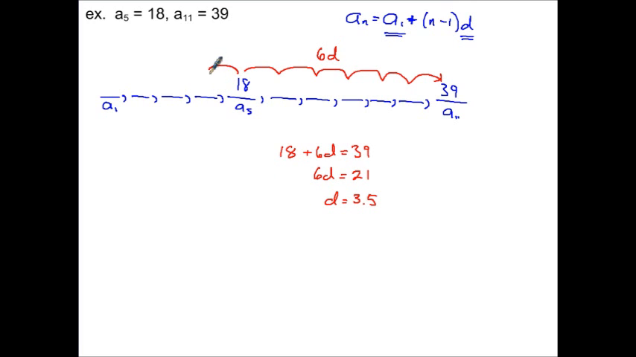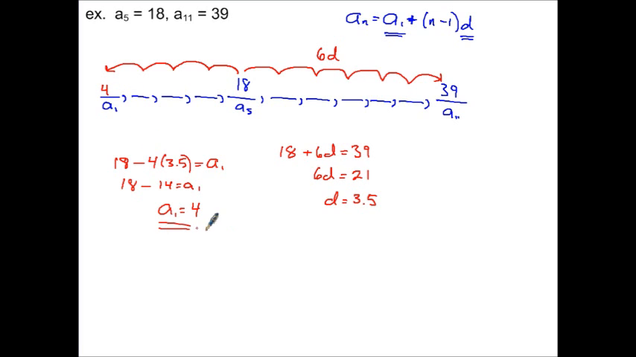Take 1, 2, 3, 4 steps down back to a sub 1. So I have to take the 18, and now I have to subtract, because I'm going the opposite direction, 4 of the d's, which again is 3.5, and that'll take me to a sub 1. Sorting this out, 18 minus 4 3.5s, which is 14, equals a sub 1, so I know my a sub 1 is 4. So it puts me at 4 right there, and now I have the 2 bits of information I need for my formula. Now I can go to work plugging things in.